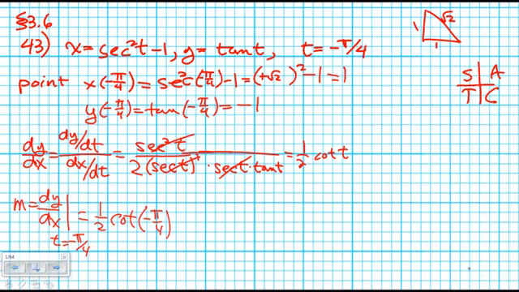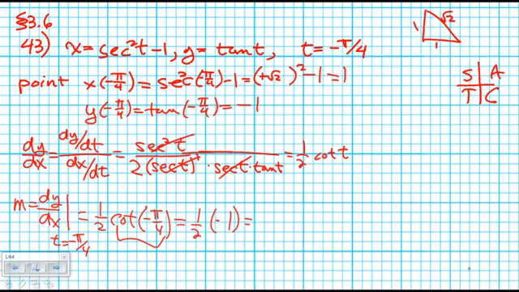Okay, back to my reference triangle. See, cotangent is adjacent over opposite. 1 over 1. Cotangent is going to give me a 1. That's how that 1/2. Is cotangent positive or negative in the fourth quadrant? Well, cotangent and tangent have the same sign, so it's going to be negative. So 1/2 there, and then cotangent of negative pi over 4 gives me a negative 1.